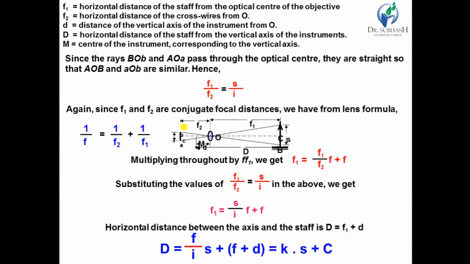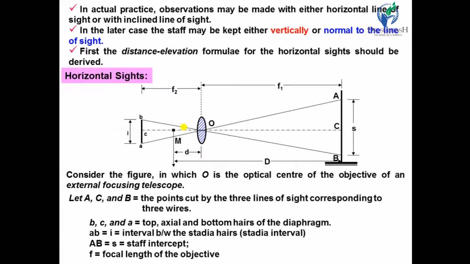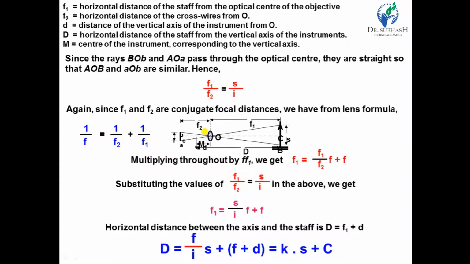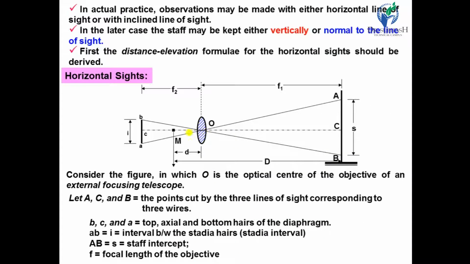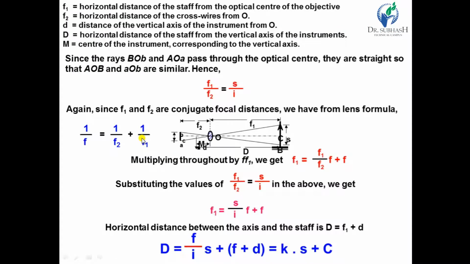Now we are considering the rays BOB and AOA, which pass through the optical center. So F1 upon F2 is equal to S upon I. That is a simple formulation from the comparison of two similar triangles.